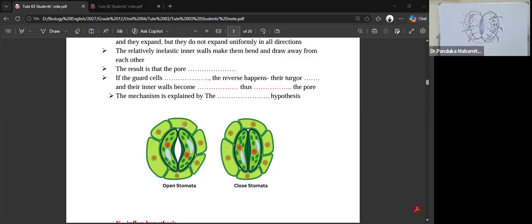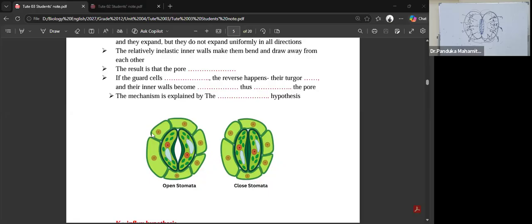And their inner walls become straighter, thus closing the pore. The mechanism is explained by the potassium influx hypothesis. This is called the potassium influx hypothesis.